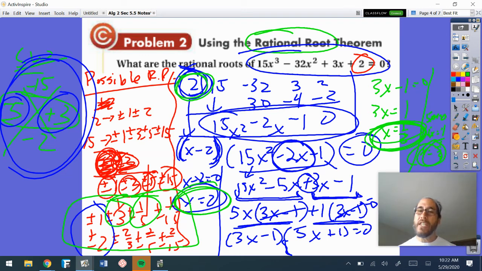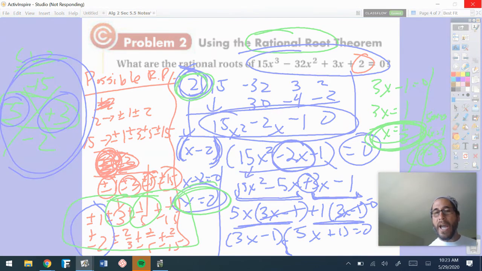Remember, the difference between the one we just did and the one that we did earlier is that the first problem, when we got to our quadratic, it was not factorable, which means those are not rational roots. This one was factorable, so I actually had three rational roots, okay? And we knew the possibilities from the beginning because I used the rational root theorem to find those possibilities.